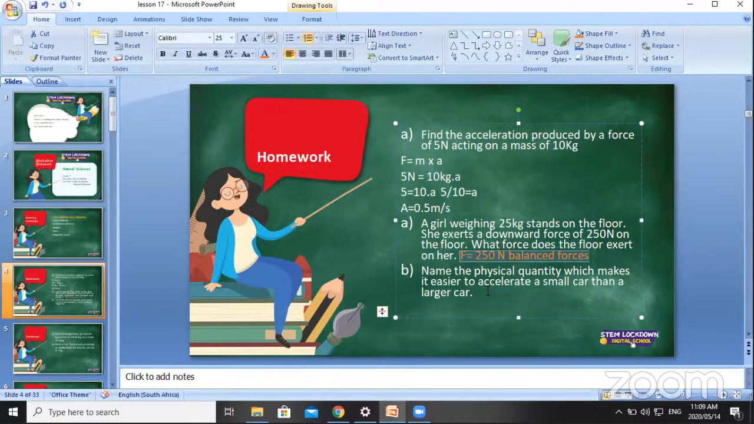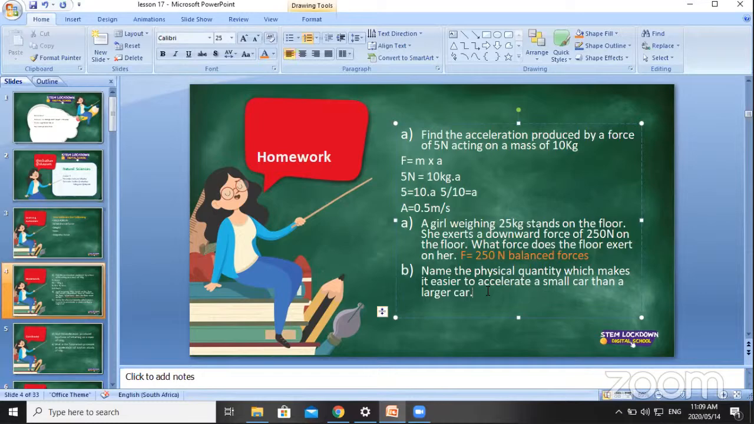Anyone with a question there? Remember, you can go back and read on your balanced forces. We said forces act in pairs. Balanced forces are two forces that have no visible effect because they are exactly equal and opposite. So if she's applying a downward force of 250 newtons on the floor, the floor is also applying an upward force of 250 newtons. I'm hoping my grade 9s are clear on that one.